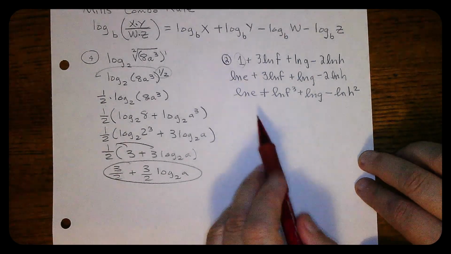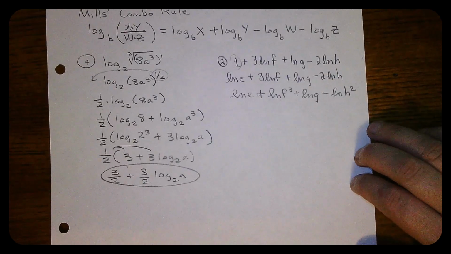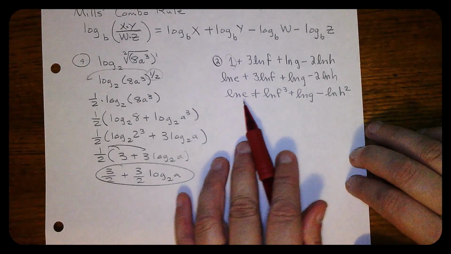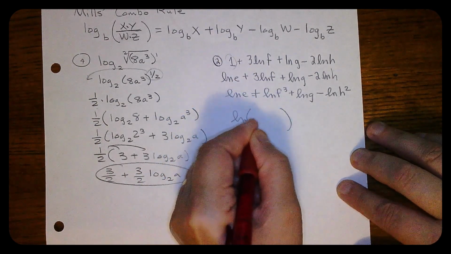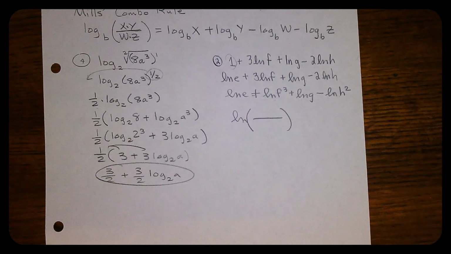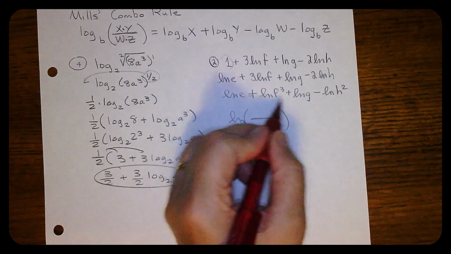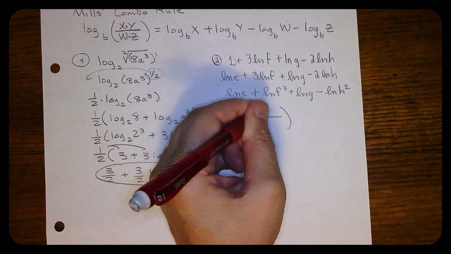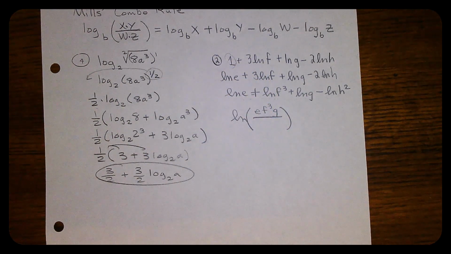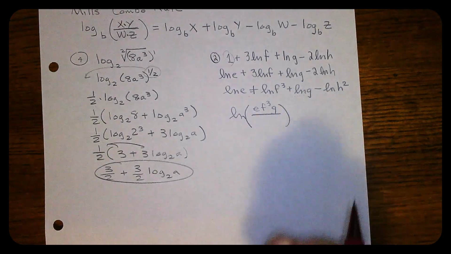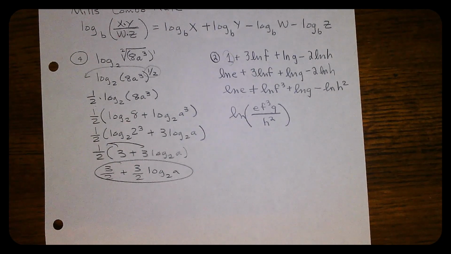All right, now, do you see how you have 4 logs added and subtracted? You can use Miss Mills' combo rule. 4 logs added and subtracted is going to be 1 log with things in the numerator multiplied together and things in the denominator multiplied together. These 3 are positive logs, so they're going to go in as f cubed times g in the top. This is a minus ln of h squared, so that h squared is going to be in the denominator. And that's it. You're done.